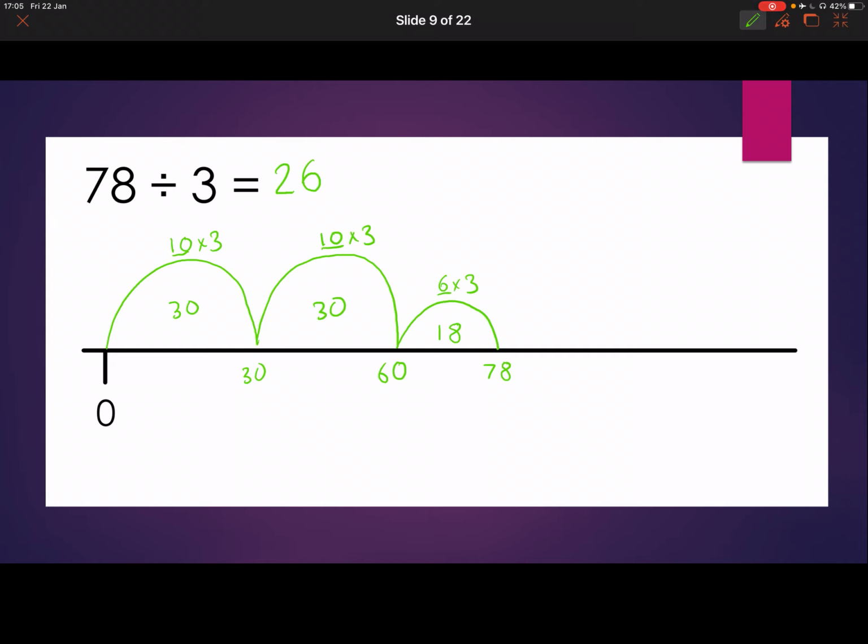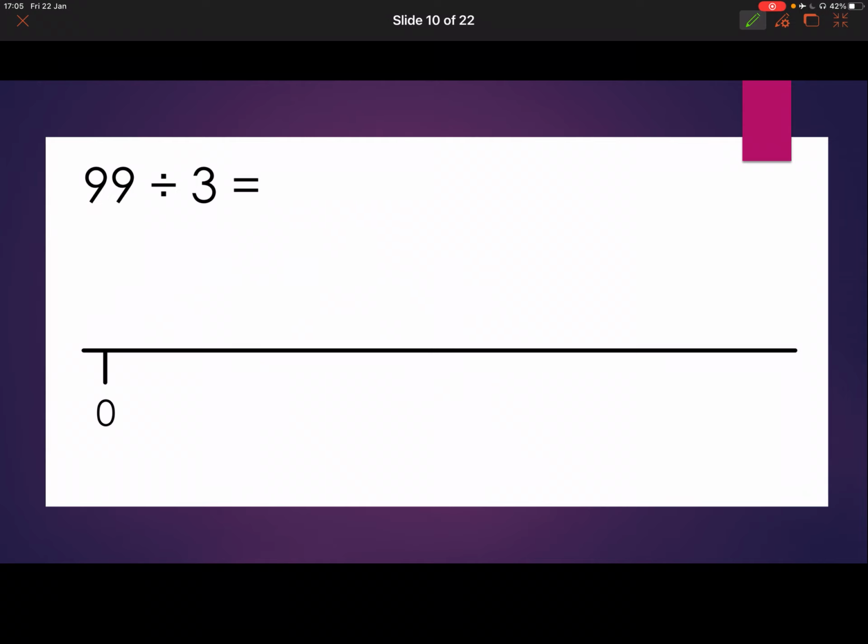So even though I don't know my 3 times tables up to 78, because I know them up to 10 and up to 6, I was able to piece it together using the number line to help me keep track as I'm going along.